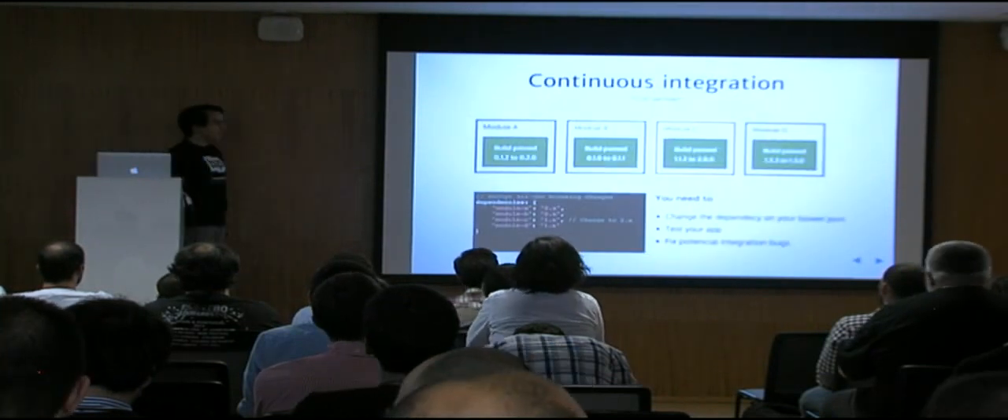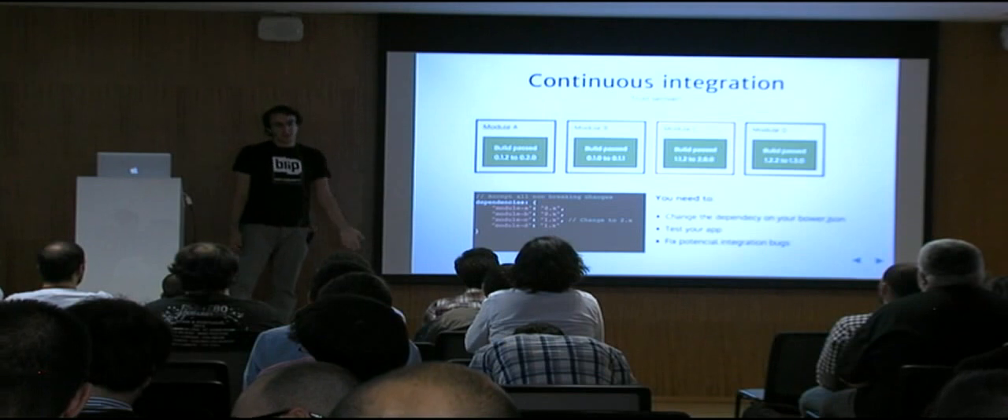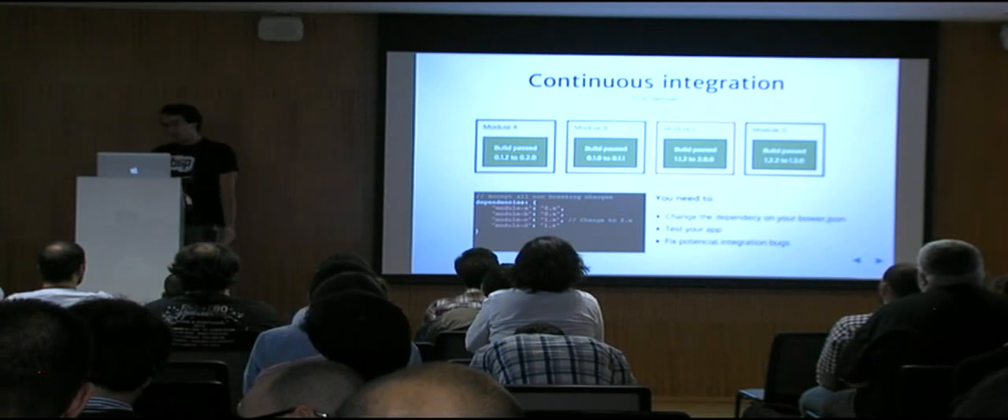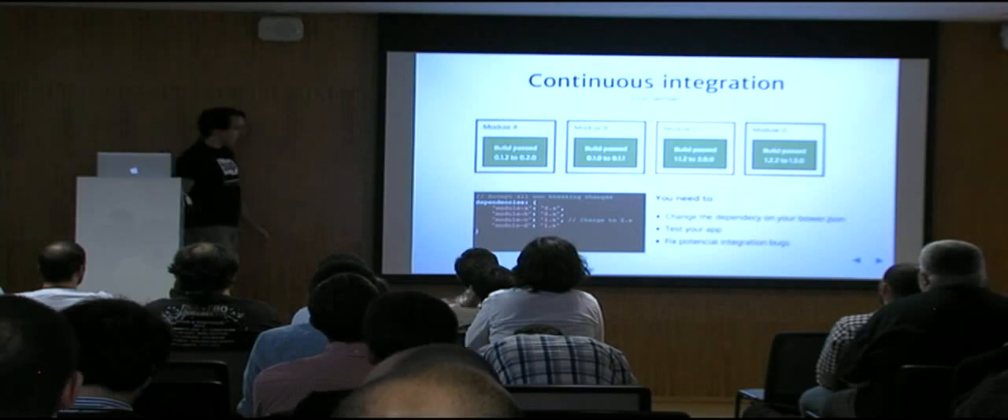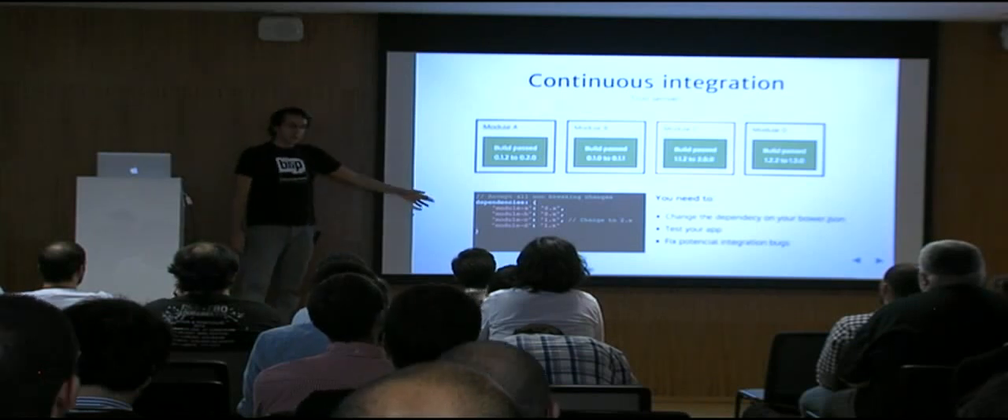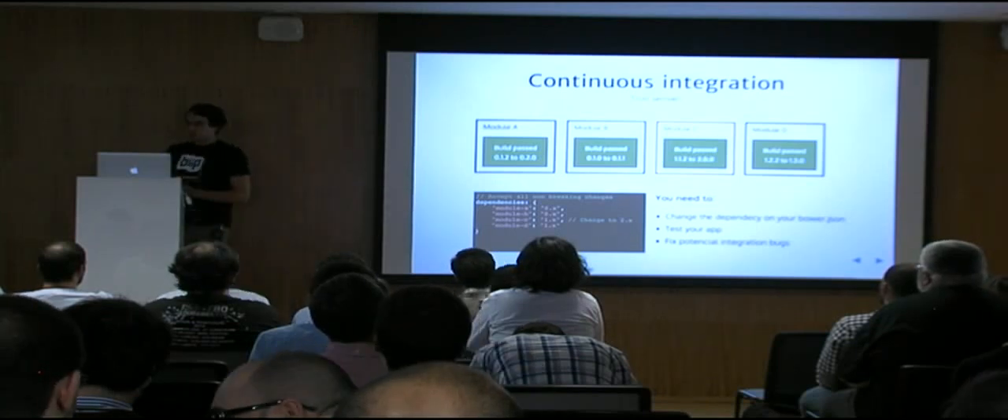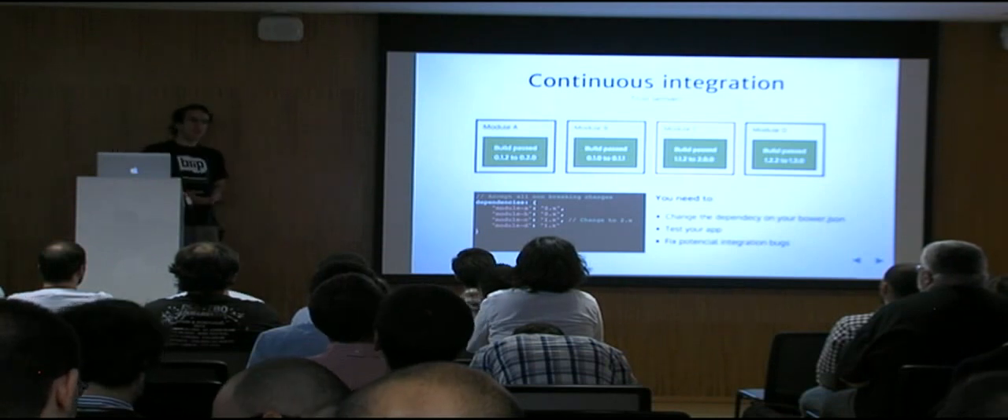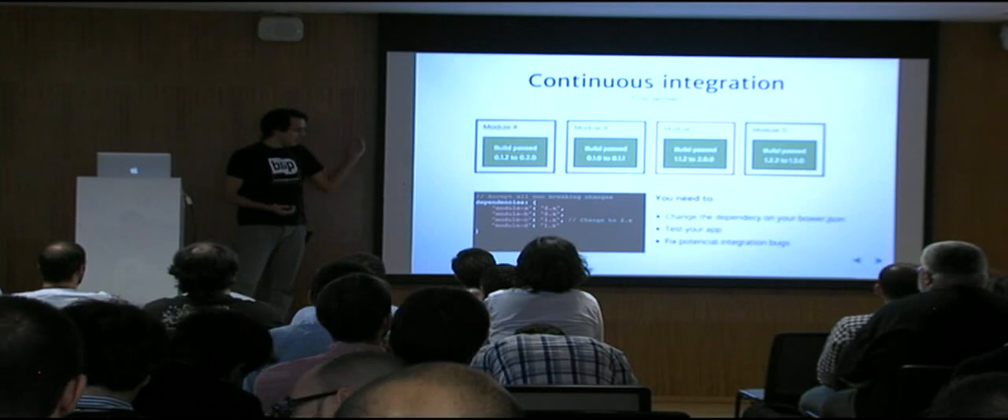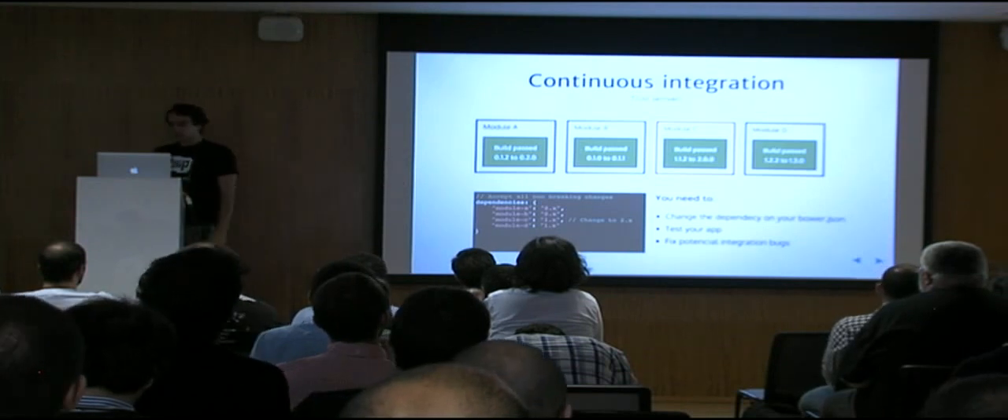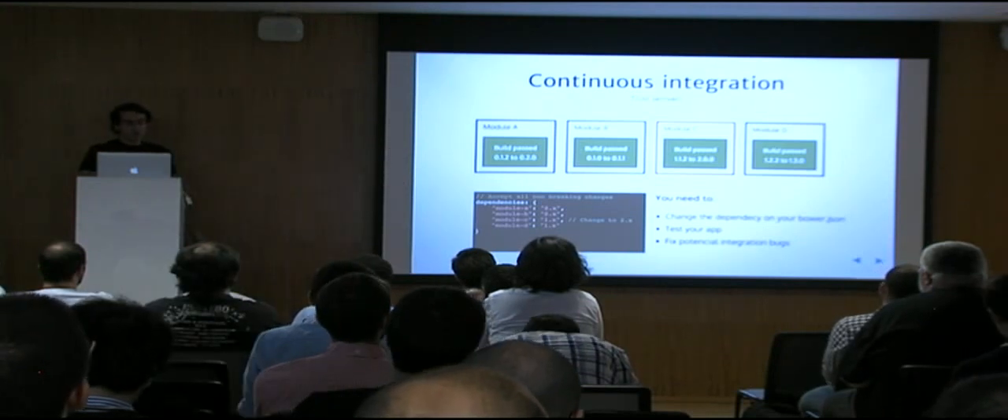What happens if someone bumps the version and it's a breaking change? We need to manually test this. We need to change the bower JSON to the correct version. We need to test it. We need to check if that specific breaking change will affect our module or not. And then test your app, fix potential integration bugs, and bump the version.